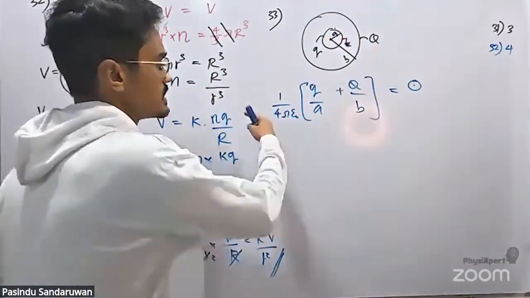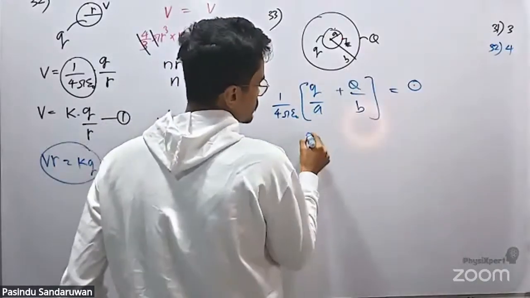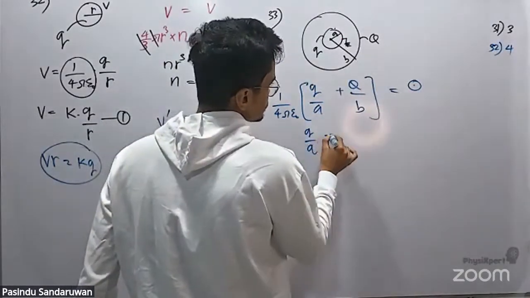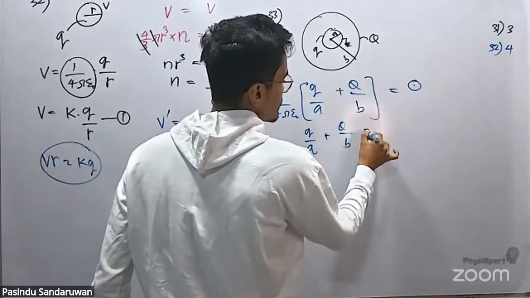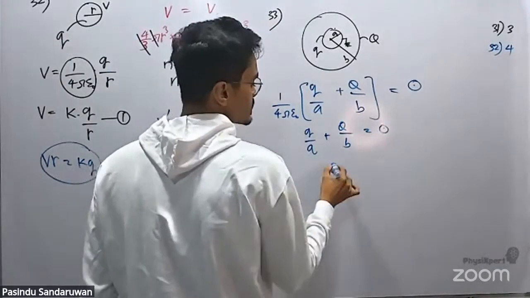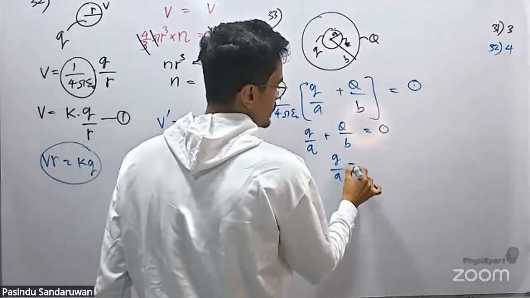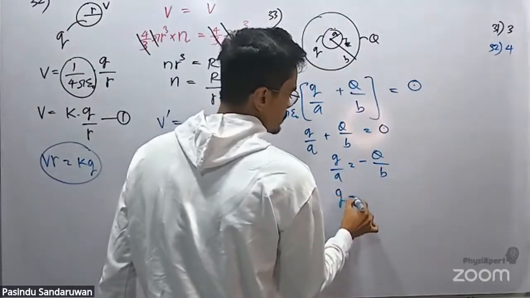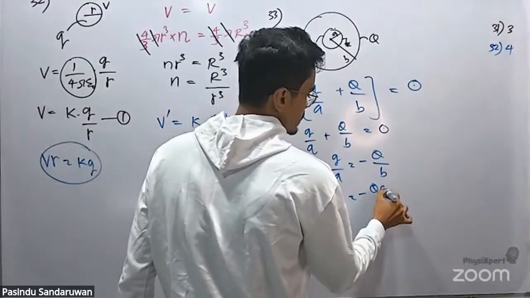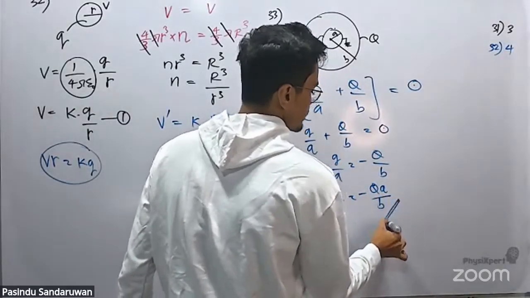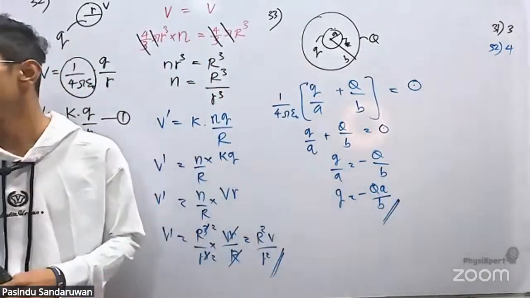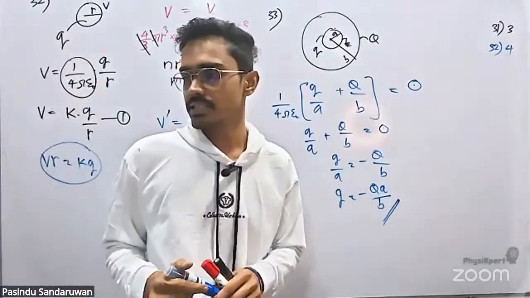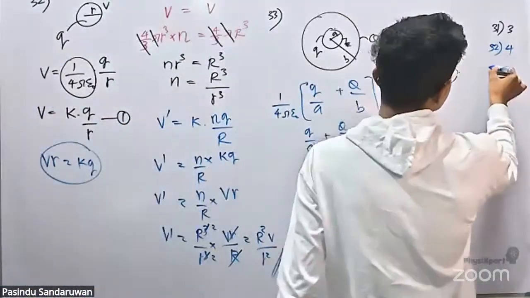which means this is 0. So q over A plus Q over B equals 0. Take this to the other side. Then q over A equals minus capital Q over B. So small q equals minus QA over B. Minus QA over B means answer 1. So 33, answer 1.